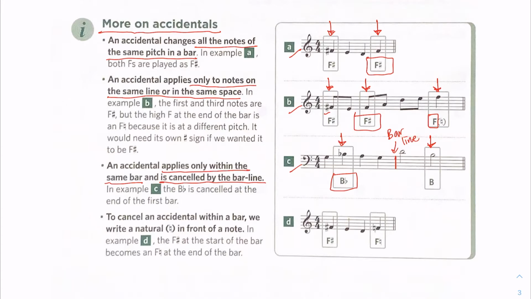Number four, to cancel an accidental within a bar, we write a natural in front of a note. In example D, the first note here is an F sharp. There's another F which is here. If there is no accidental in front of this note F, we will have to play this F as an F sharp. However, if we want to change it to an F instead of an F sharp, we need to put a natural here in front of it to cancel the previous sharp, because both of these two Fs are in the same bar.